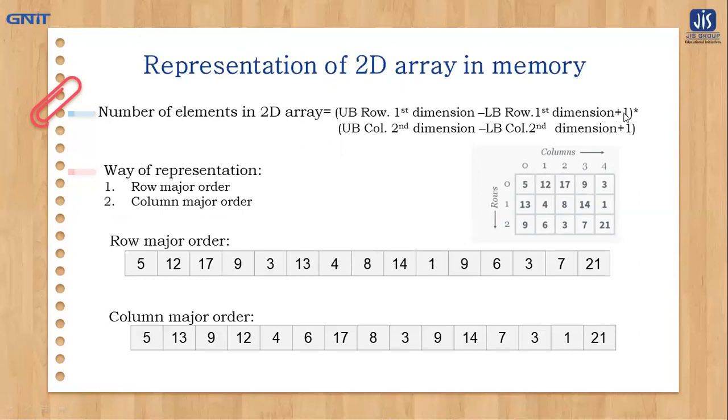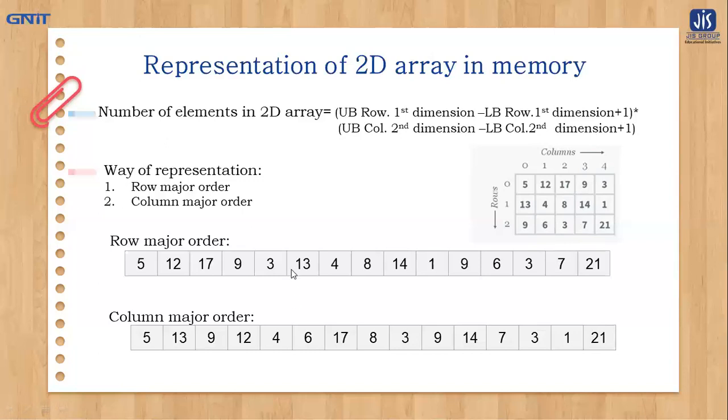Plus 1, means now we are replacing the values. Upper bound of first dimension is 2 minus lower bound of the first dimension, it is 0. So 2 minus 0 plus 1, it will be 3. And for the second dimension, it is 4 minus 0 plus 1, it will be 5. So if we multiply this 3 and 5, we will get the result 15. So you can count the number of elements over there. There are exactly 15 elements in that array.